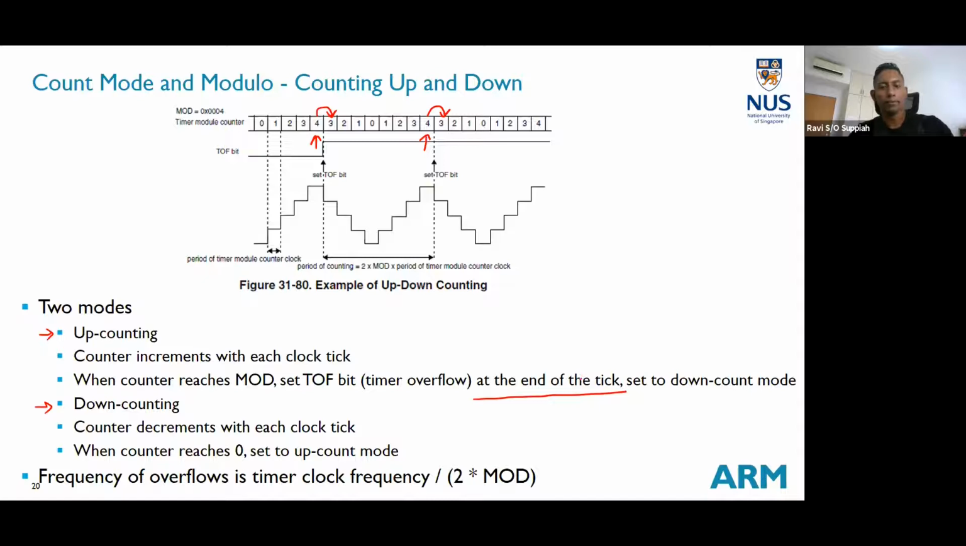That is where I will actually set the overflow bit. So in terms of the entire period of counting, from the first time I set the timer overflow flag bit to the next time, in this case it is 2 times mod. That means the count is exactly 2 times mod. So the frequency of the interrupts happening is the clock frequency divided by 2 times mod. So that is this up-down counting mode.